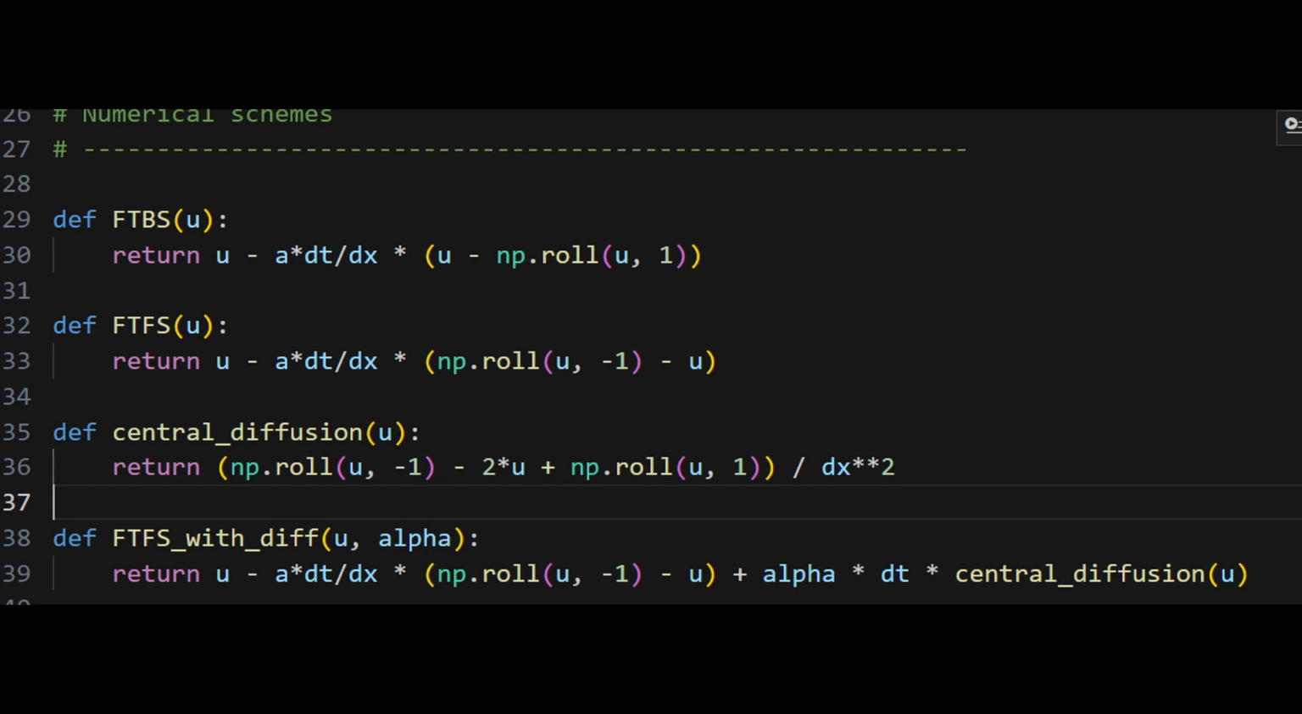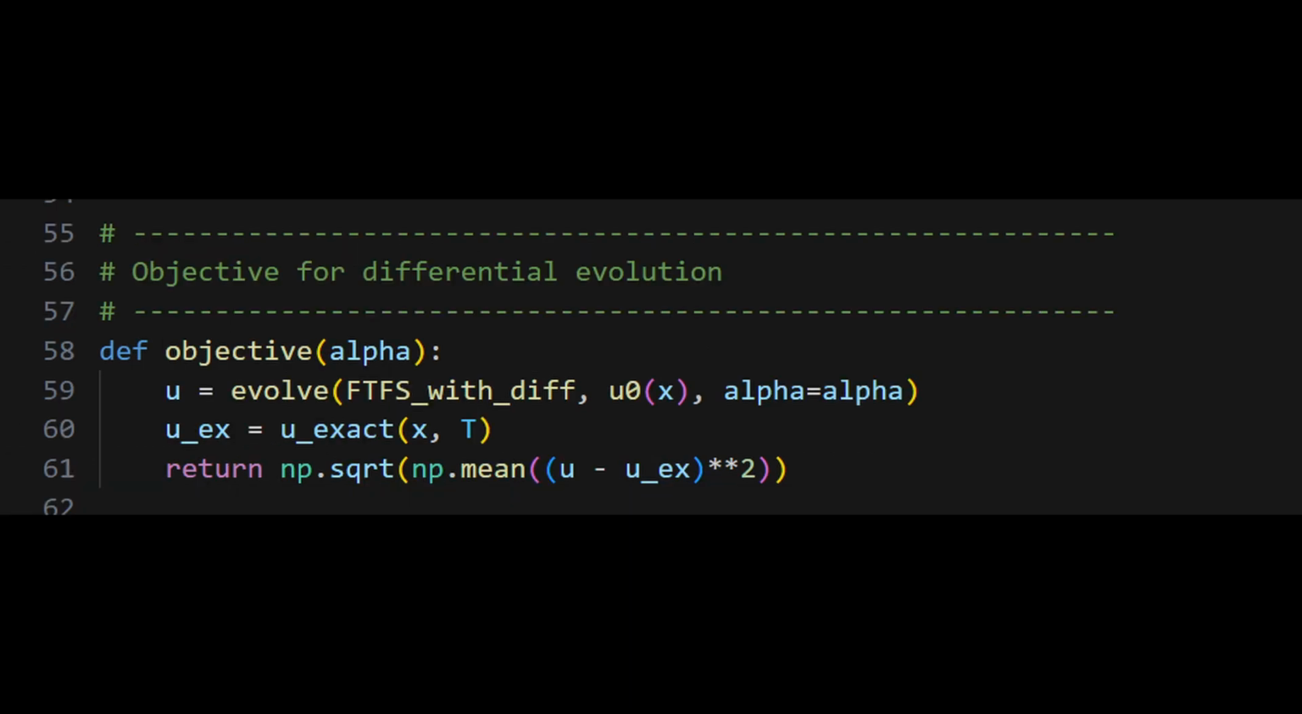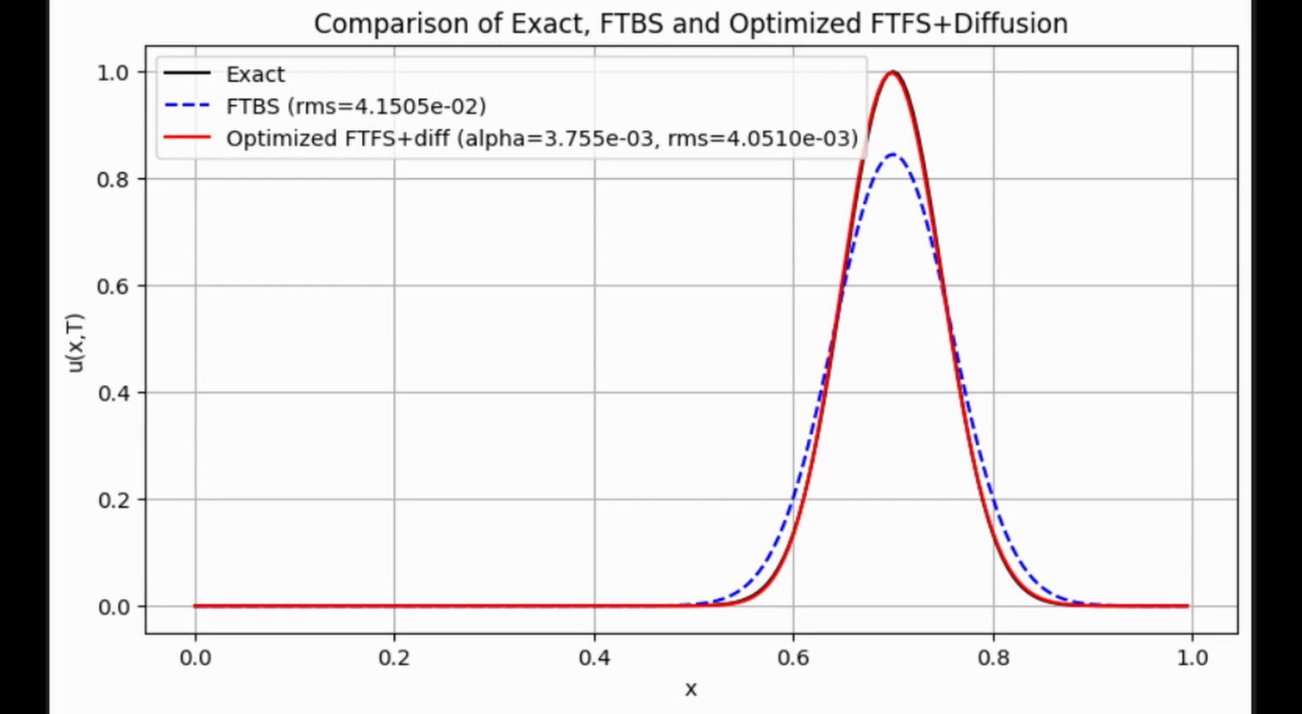To evaluate accuracy, we define standard error metrics, including RMS, L1, and L-infinity norms. The RMS error is used as the objective function in an optimization problem. Differential evolution is applied to automatically determine the optimal value of alpha that minimizes this error. Using the optimized alpha, we compute the stabilized FTFS solution and compare it with FTBS and the exact solution.